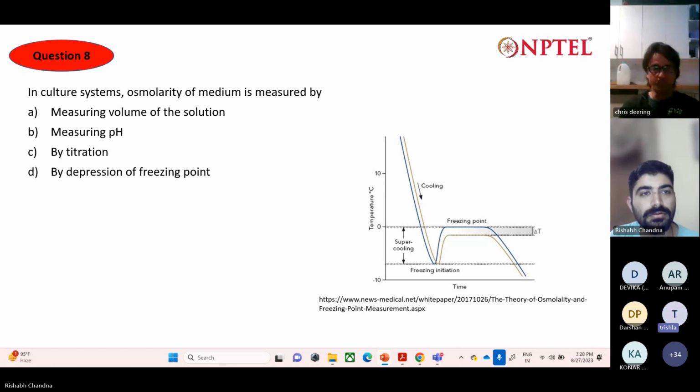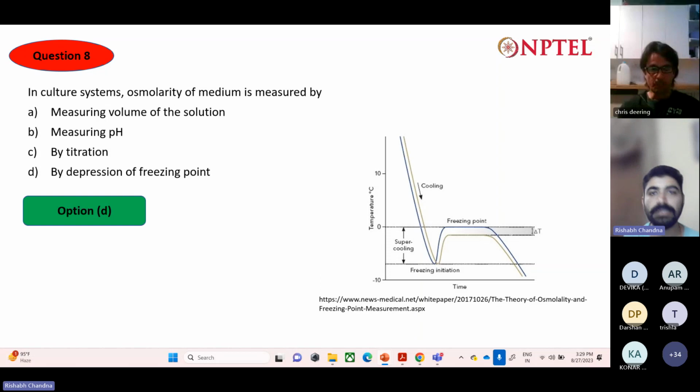Measuring volume of the solution. Anybody else? Any options, guesses? Option D. Yes. So the correct option is option D.